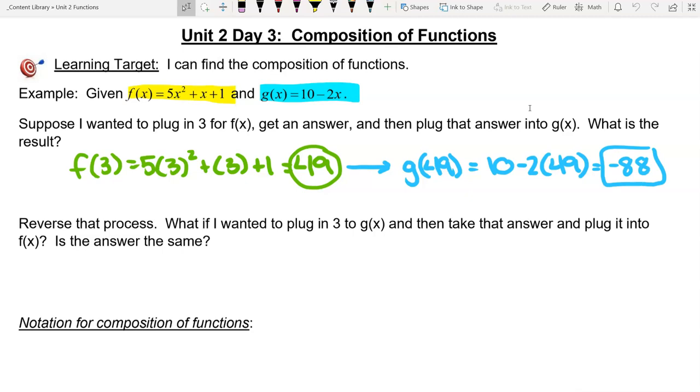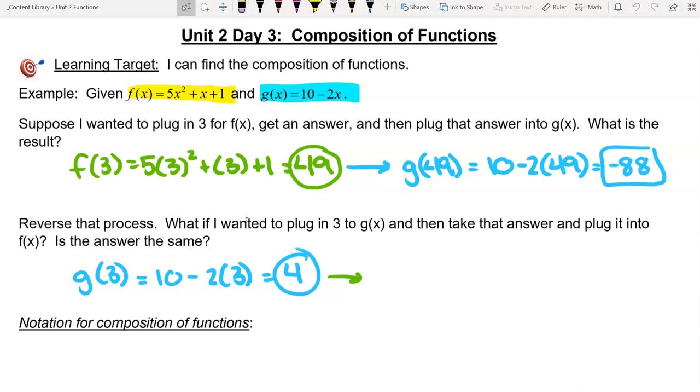Okay, so that's the whole premise of today: taking one number, plugging it into a function, and then taking that answer and plugging it back in. But the question, just in this brief little guide, is does it work in reverse? So what if I take 3 and plug it into g of x? So g of 3 is 10 minus 2 times 3. That would be 4. You can already kind of tell, because the numbers I plugged in for f originally don't match, they're not going to be the same, but just to show you how it plays out, now I take 4 and plug it into f.